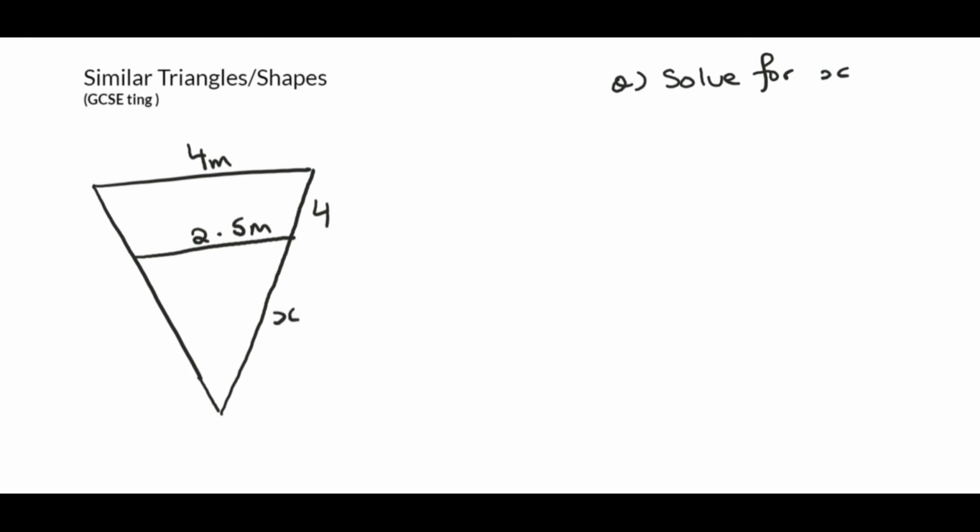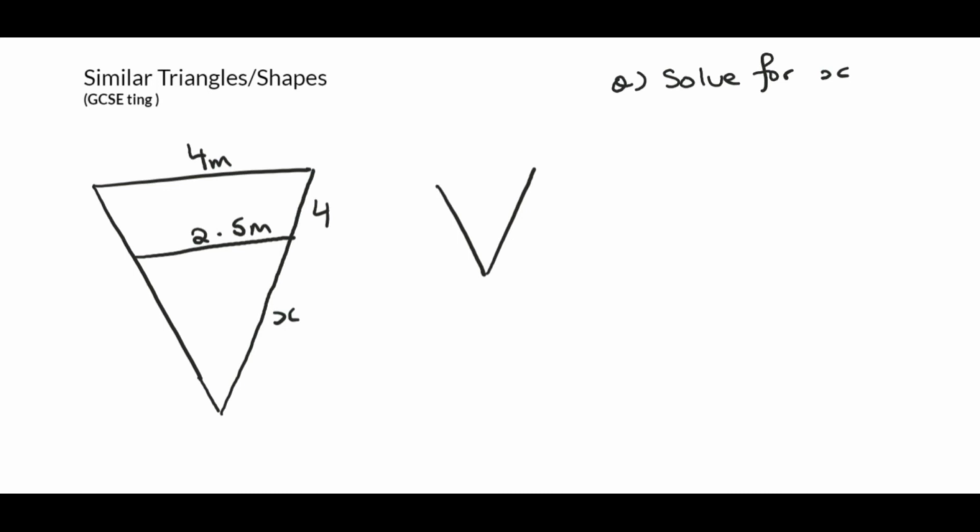So exactly like last time, remember we take out the small triangle and then we take out the big triangle. So the small triangle is this one here, okay? And the big triangle is this whole thing. You get me? So I'm going to take out this small triangle right now, okay? So this is the small triangle.